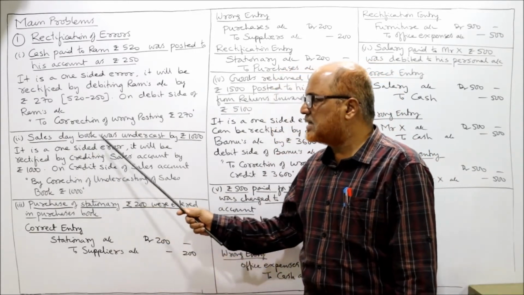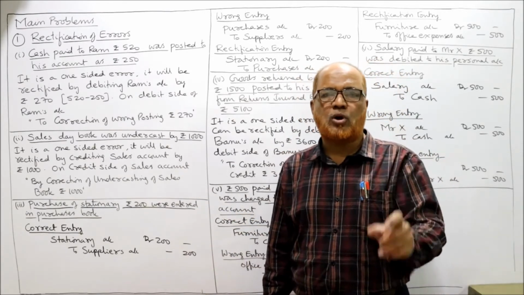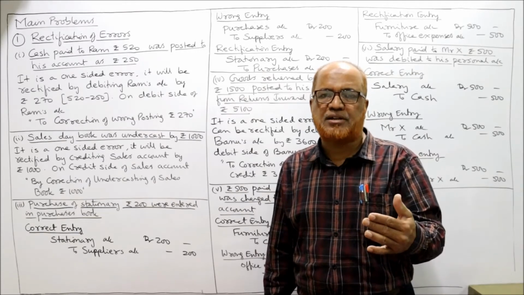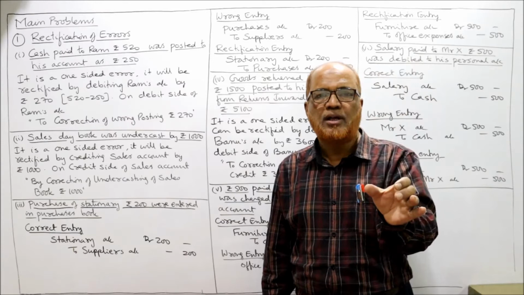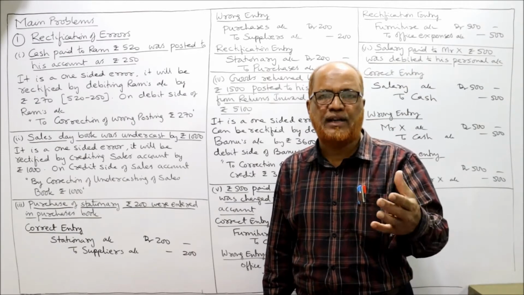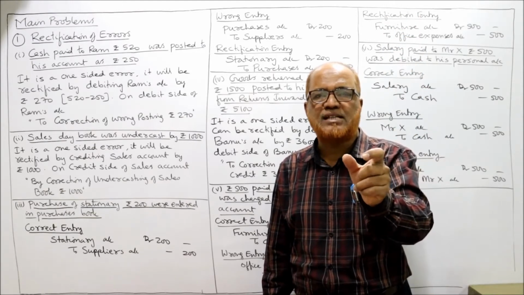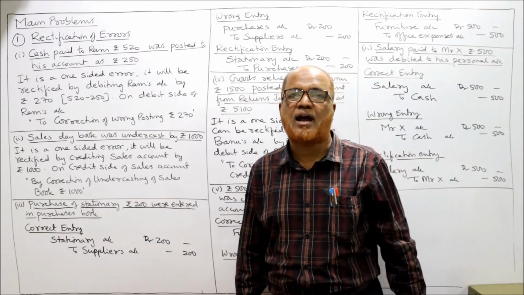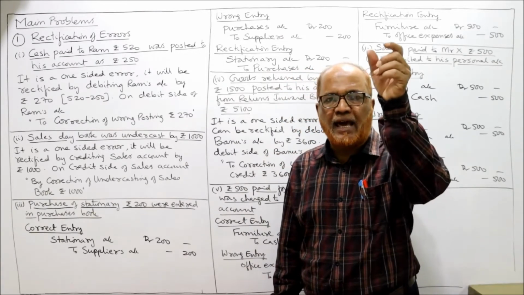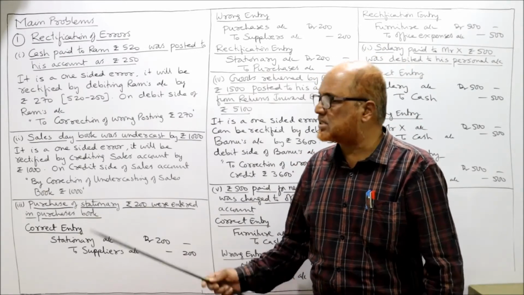Second, sales day book was undercast by rupees 1000. Sales day book is a subsidiary book. Whenever goods are sold on credit, we record them in the sales day book. At the end of the period, for example periodically after every week or at the end of the day, we take the total of the sales day book. This total of the sales day book will go to the sales account in the ledger. So the accountant has made an error in totaling; he has taken less, undercast.